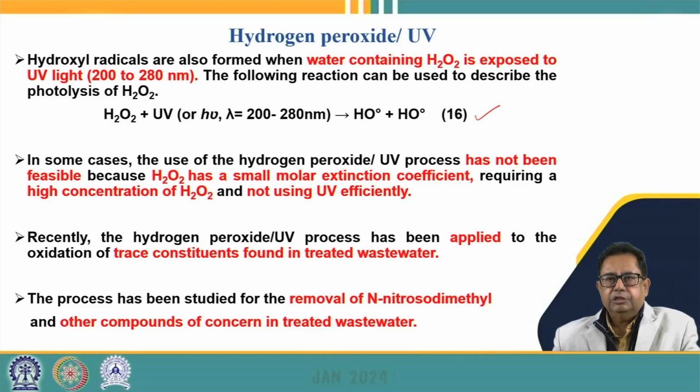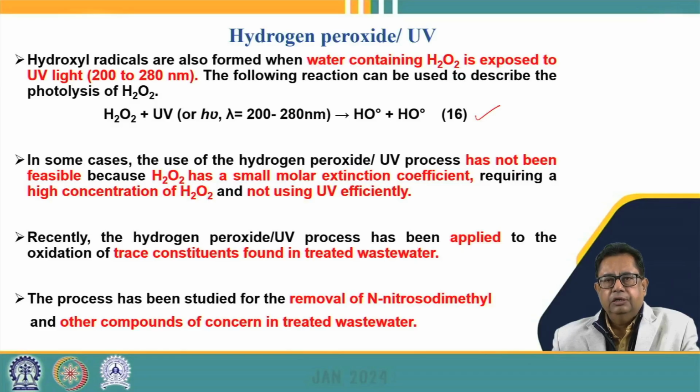In some cases, it has been found that the hydrogen peroxide and UV process has not been feasible because H2O2 has a very small molar extinction coefficient. That is, the absorption rate of H2O2 is low for UV irradiation. So it requires a very high concentration of H2O2, and it is also not using UV efficiently.